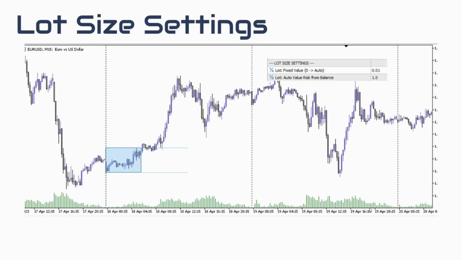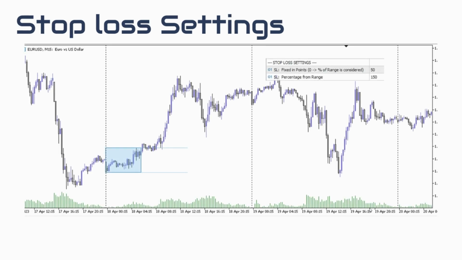Lot size settings are pretty simple. You can trade a fixed lot size or ask Step Ahead to automatically set the lot size based on a risk percentage. Then, based on your inputs, the cost of points for the given instrument, and your balance, trades will be set with a lot size respecting your risk.